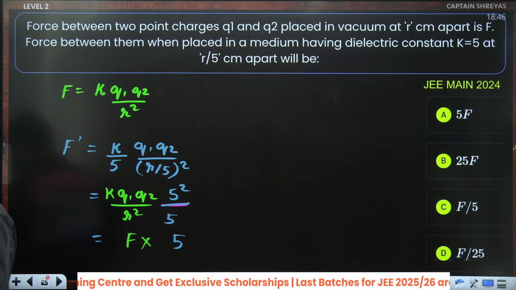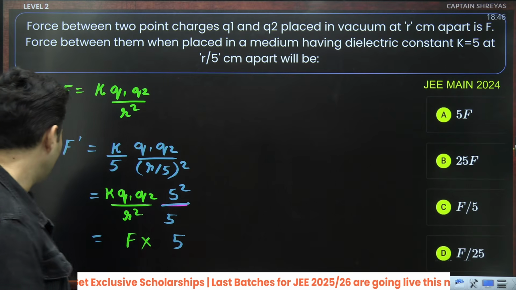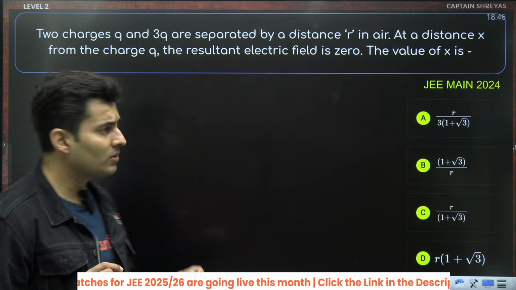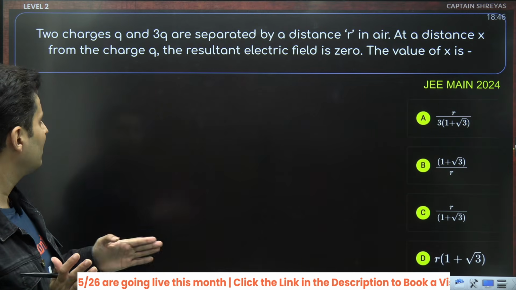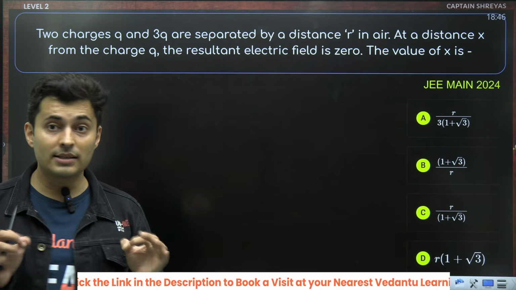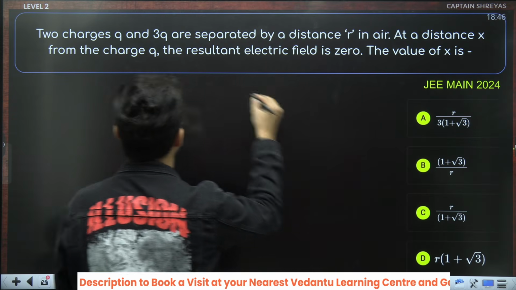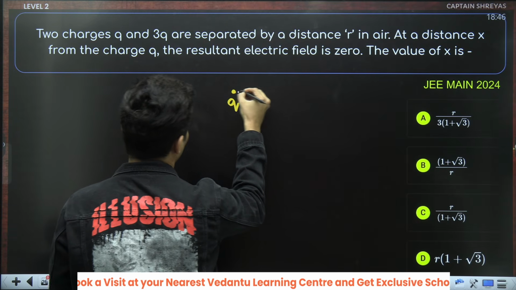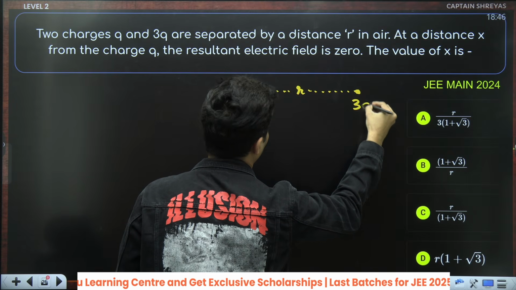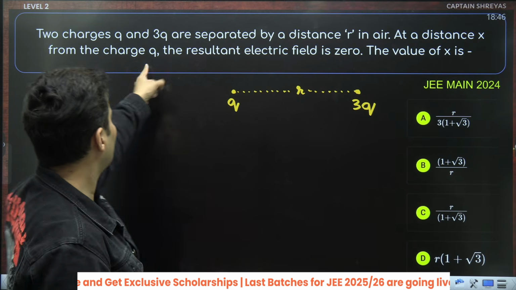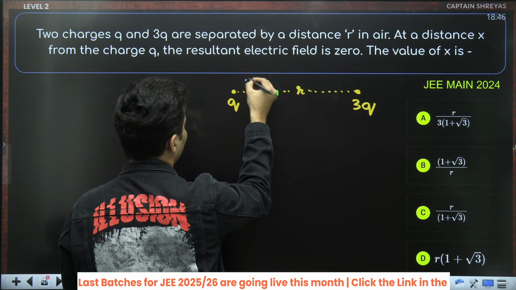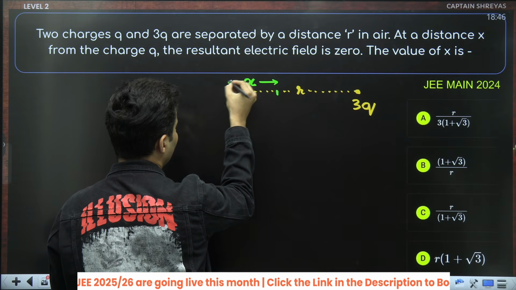Cool. Like I said, these kinds of questions are very, very common. Moving on to the next one. There are two charges, Q and 3Q, separated by some distance. At which distance from charge Q is the resultant field going to be 0? Let's draw it. Imagine there is Q over here and r distance, and 3Q over here. Let's assume the distance from charge Q is x, which we need to find out.